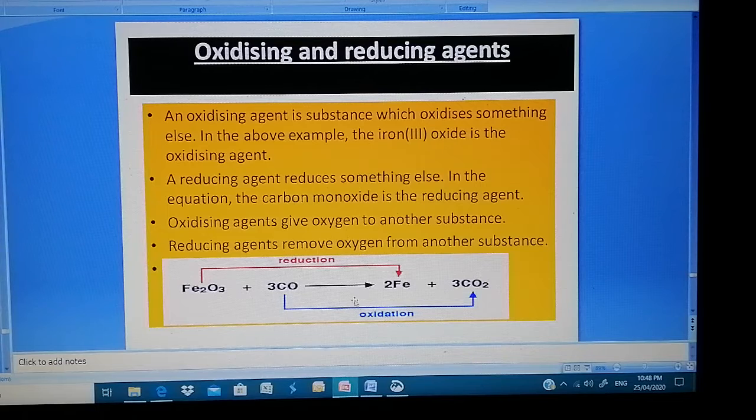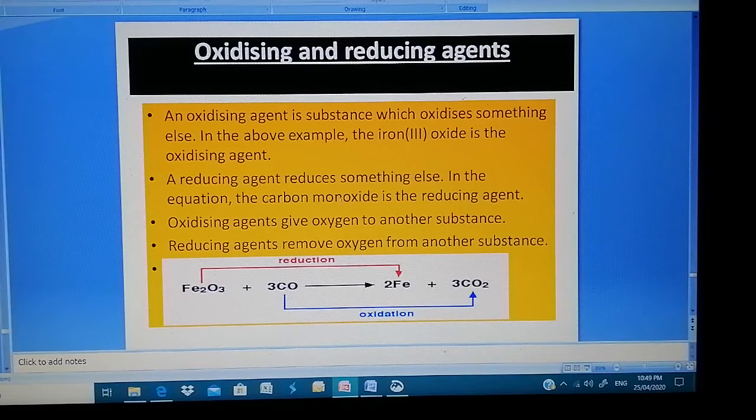An oxidizing agent is a substance which oxidizes something else. So if you see this equation here, iron oxide, this oxygen is given to carbon, so it helps carbon to get oxidized. So iron(III) oxide is an oxidizing agent and it itself undergoes reduction. A reducing agent reduces something else and undergoes oxidation. Oxidizing agents give oxygen to another substance, and reducing agents remove oxygen from another substance.